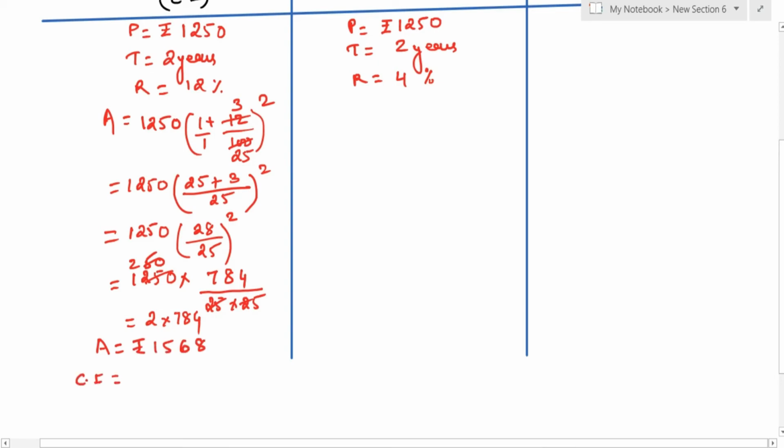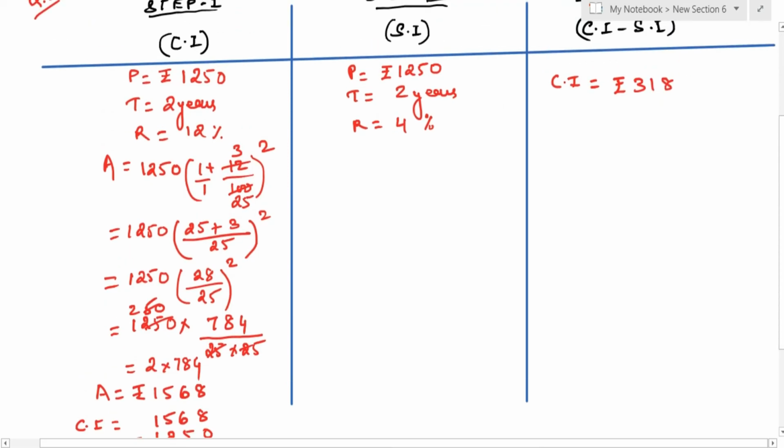For calculating the CI, we need to subtract the principal from the amount. And how much are we going to get? 8, 6 minus 5 is 1, and 5 minus 2 is 3. 318 rupees we are getting as CI. So we will write down in the third step that our CI is rupees 318. Now we will go ahead to the second column, that is for SI.